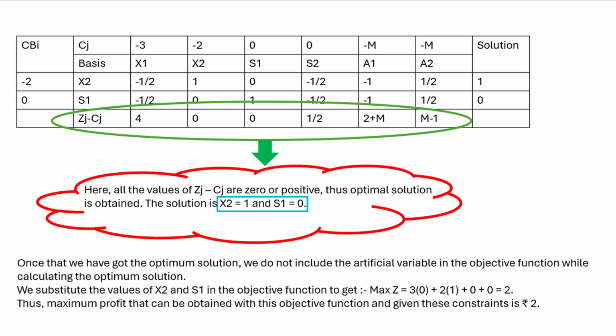2 into x2, here the value of x2 is 1, so 2 into 1, plus s1, which has coefficient 0, so it would be 0, plus s2, which again has a coefficient 0, so its value would be 0. So we substitute these values and find the final answer. It is 2 into 1, which equals 2. And thus the maximum profit that can be obtained with this objective function, given the constraints, is rupees 2.